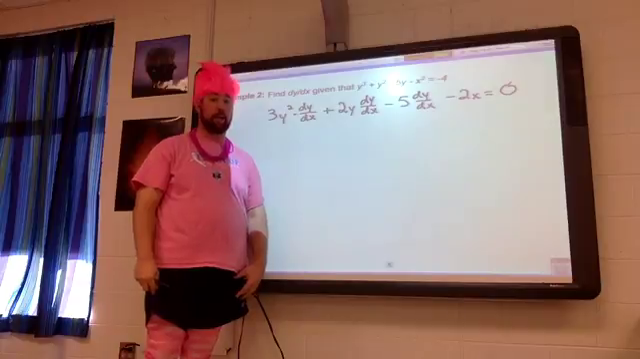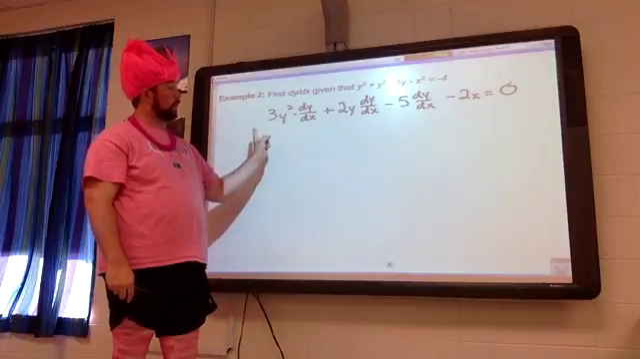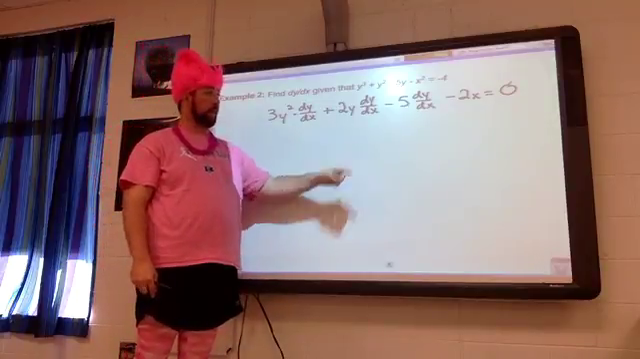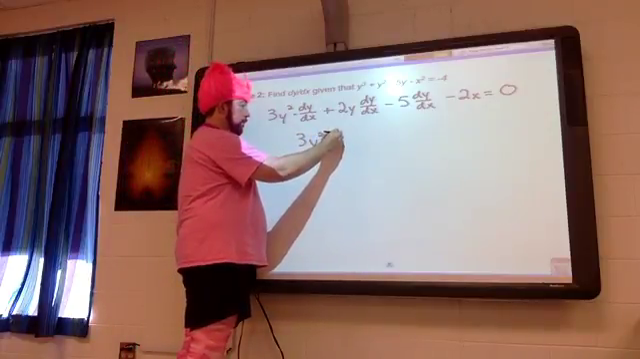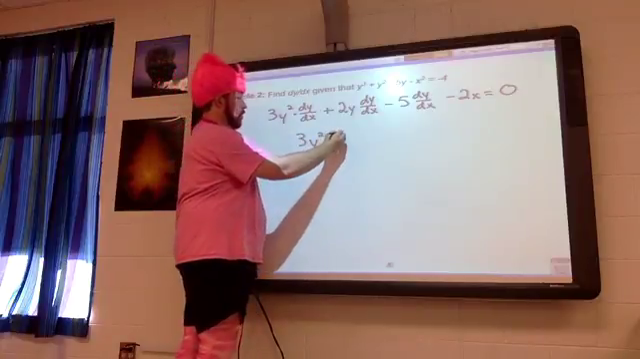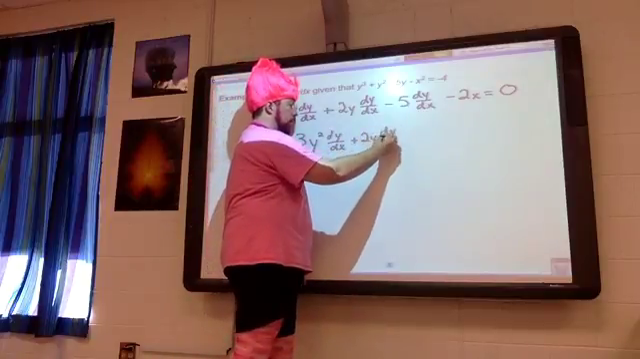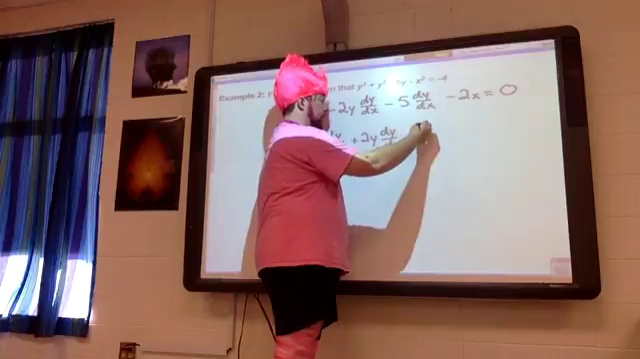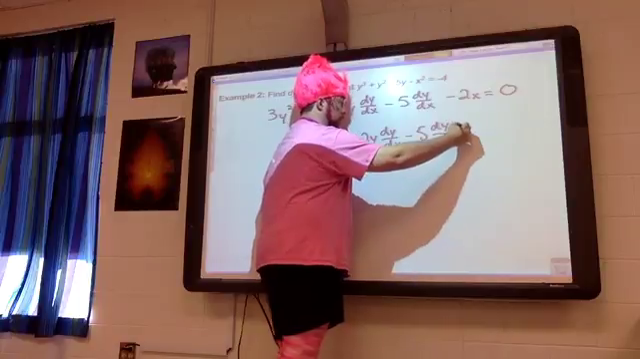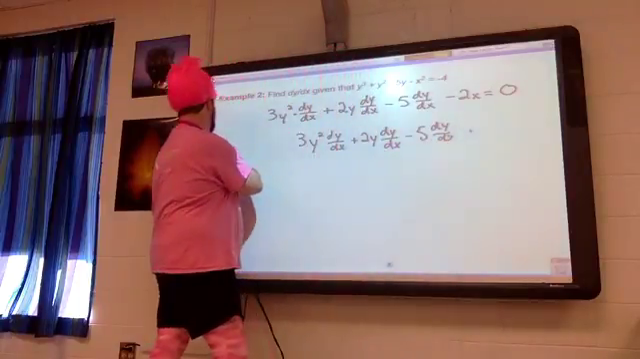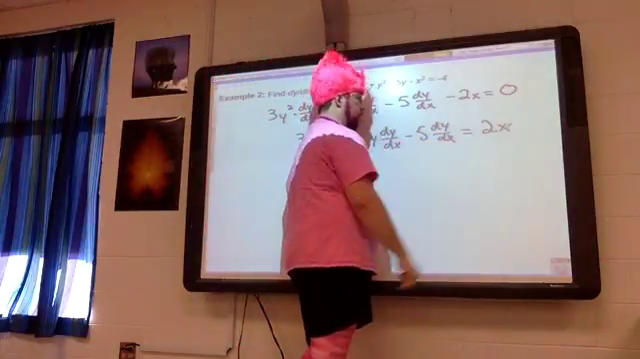Next step, we want to get everything that doesn't have dy/dx on it on the right-hand side, and everything with dy/dx on the left-hand side. Luckily for us, all the dy/dx's are on the left-hand side. So I'll rewrite 3y squared dy/dx plus 2y dy/dx minus 5 dy/dx is equal to, bringing the 2x to the other side, 2x.